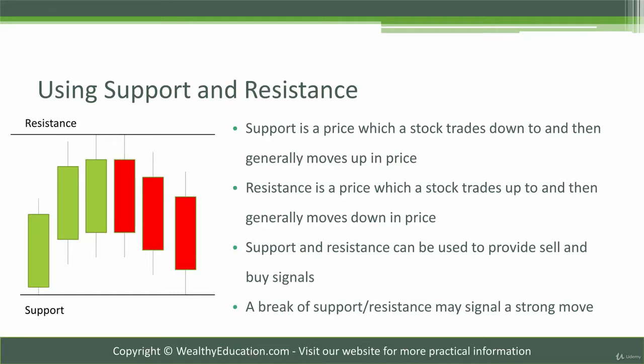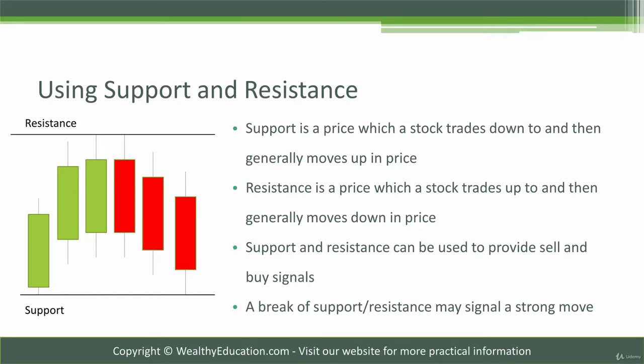And then the stock trades back down to the support level, where it will generally move up in price from that level. And I say generally because a stock will go through both support and resistance, and this can happen on a fairly regular basis. But we can use support and resistance to provide sell and buy signals in our stock.